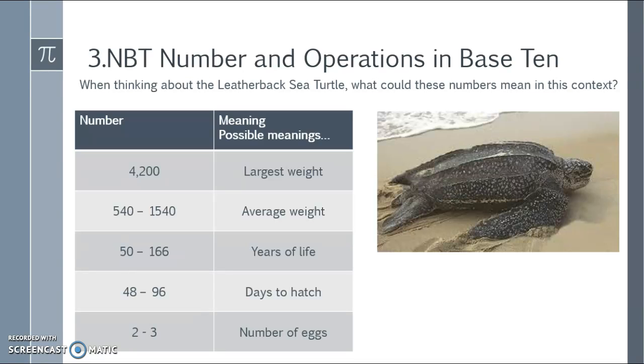So the top number could possibly mean the largest weight. The second number there could be an average weight. The third one, years of life. The second from the bottom, possible days to hatch and number of eggs they lay. Just some ideas, so conversation starters, if you will.